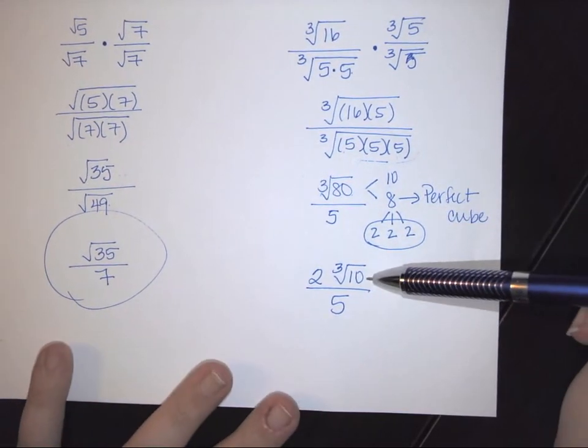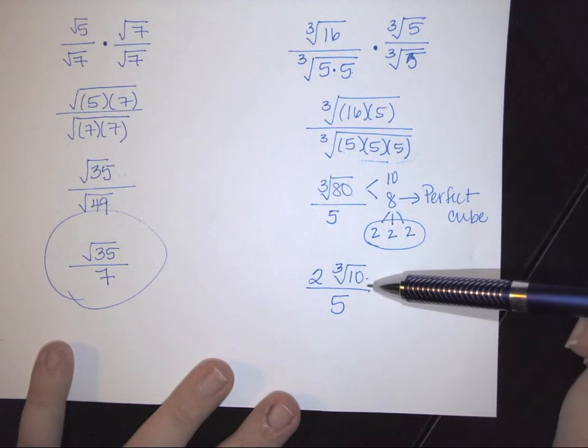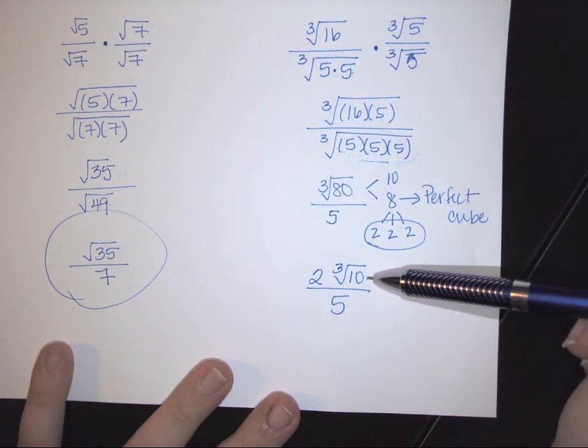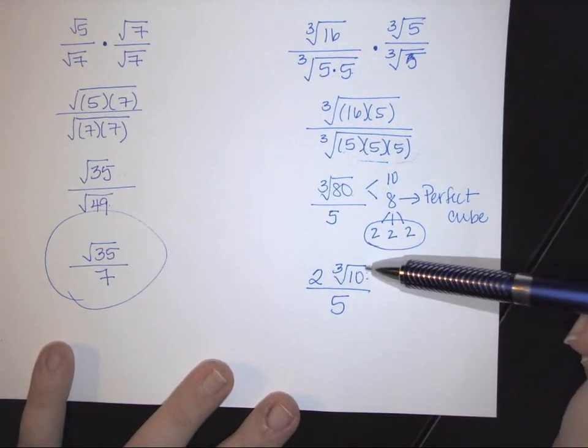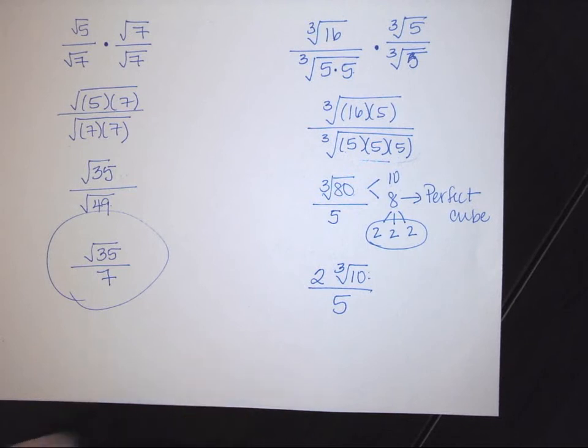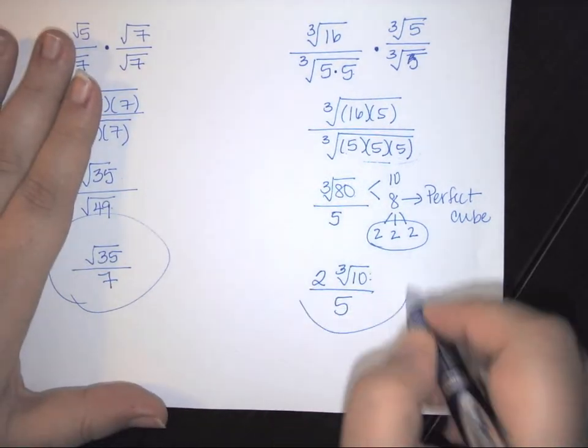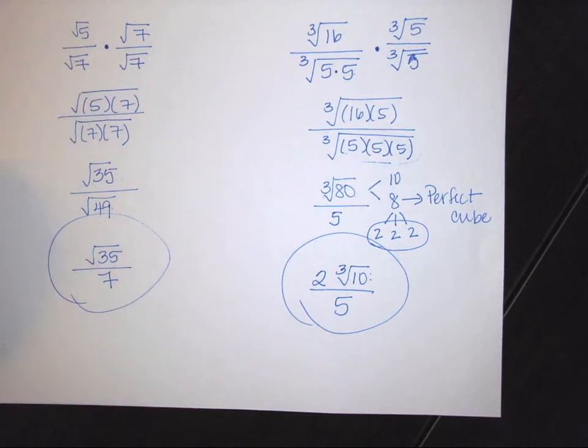Now if we look at 10, 10 is not going to break down any further. It does not have a perfect cube that goes into it nicely. Therefore, it is reduced down as far as you get. And this would be your rationalized denominator.